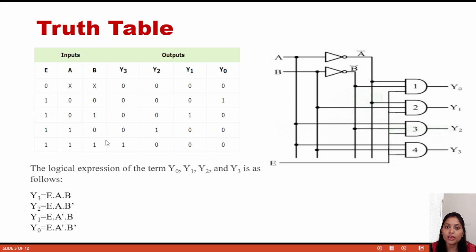In this way, if you concentrate on 0-1 and 1-0 one by one, then you can see that in the 0-1 combination we will get the output only at y1, and in the case of 1-0 we will get the output only at y2. Okay, so this is the case of the 2 to 4 decoder.